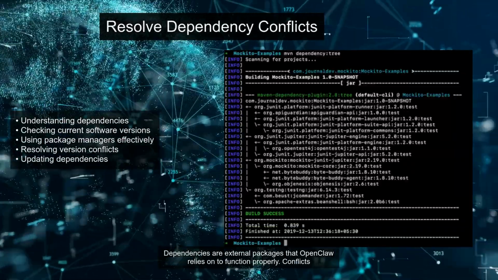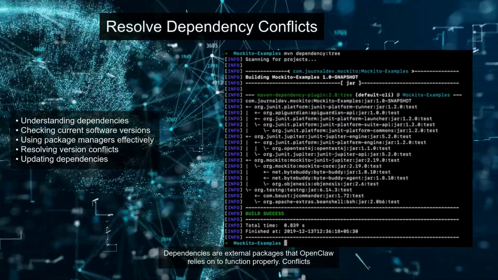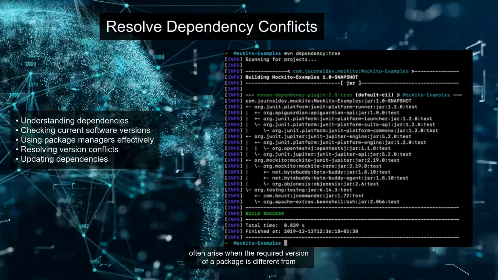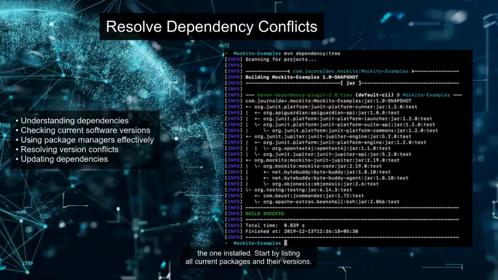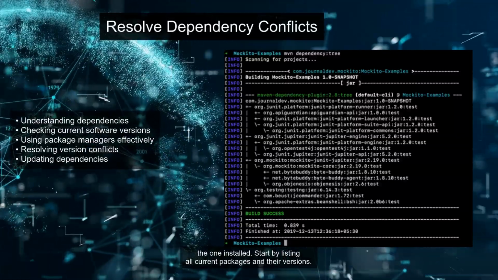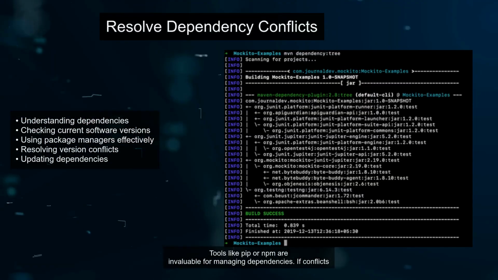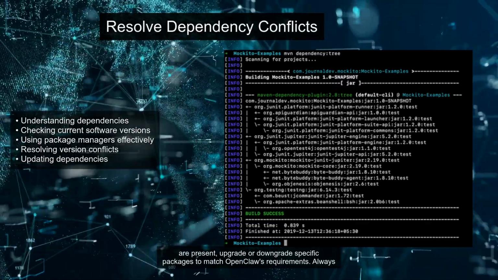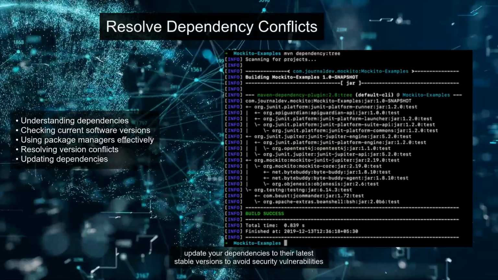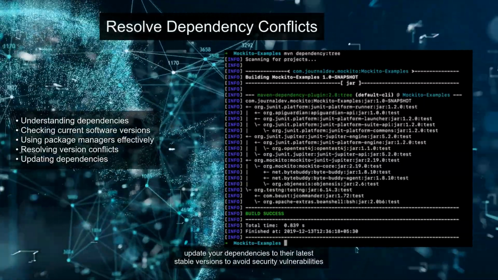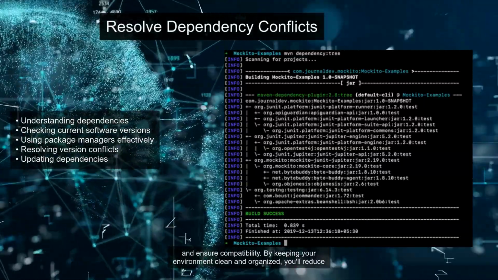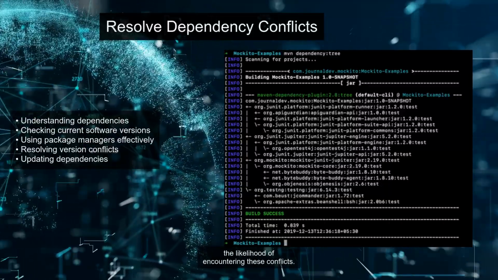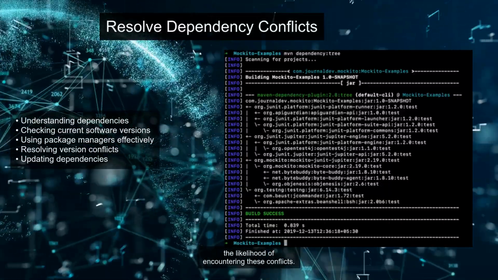Dependencies are external packages that OpenClaw relies on to function properly. Conflicts often arise when the required version of a package is different from the one installed. Start by listing all current packages and their versions. Tools like pip or npm are invaluable for managing dependencies. If conflicts are present, upgrade or downgrade specific packages to match OpenClaw's requirements. Always update your dependencies to their latest stable versions to avoid security vulnerabilities and ensure compatibility. By keeping your environment clean and organized, you'll reduce the likelihood of encountering these conflicts.